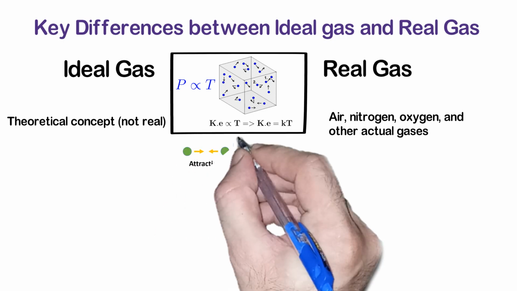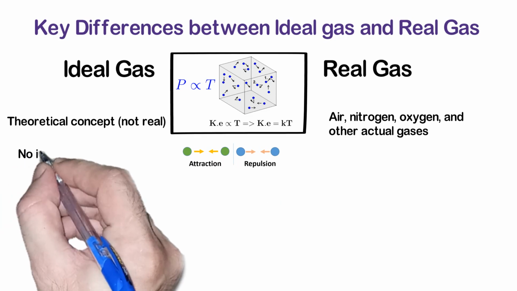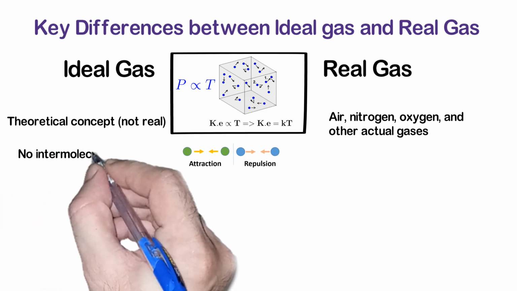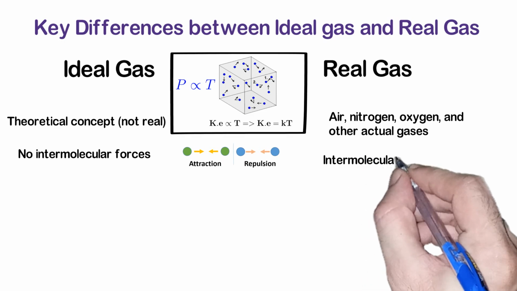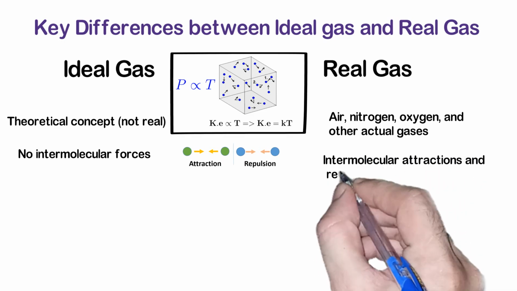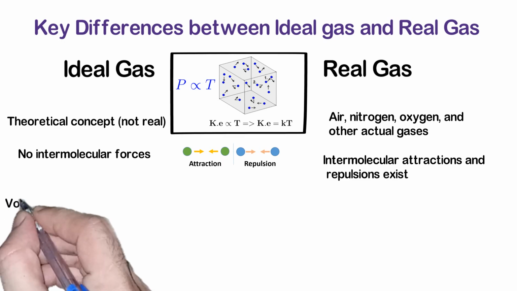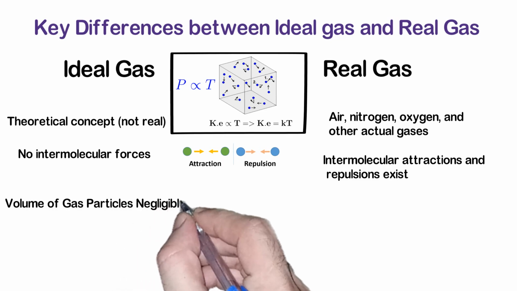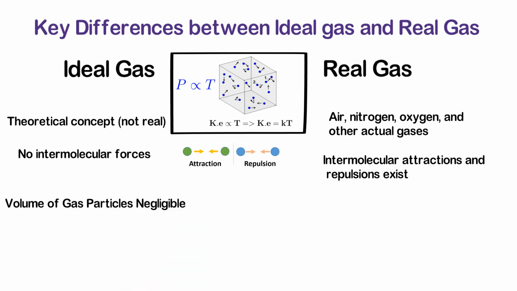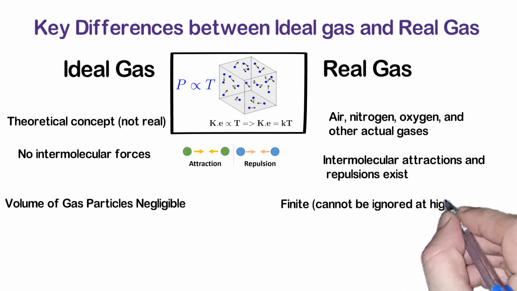In ideal gas, there are no intermolecular forces, and the molecules can move freely without any force of attraction or repulsion between them. But in real gas, intermolecular attraction forces exist. In ideal gas, the volume of the gas particle is considered negligible, but in real gas, it is finite and cannot be ignored, especially at high pressure.